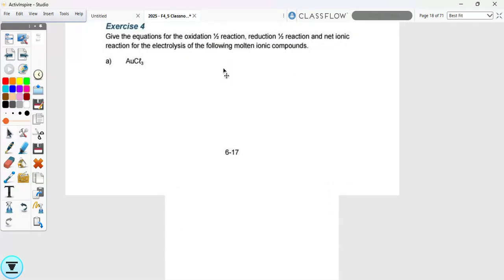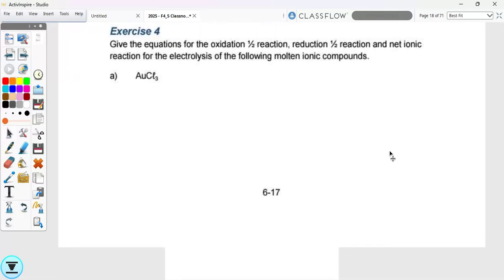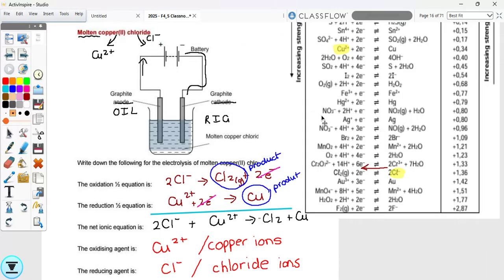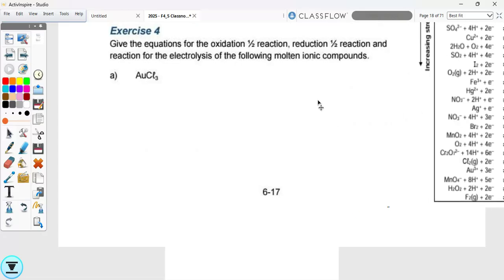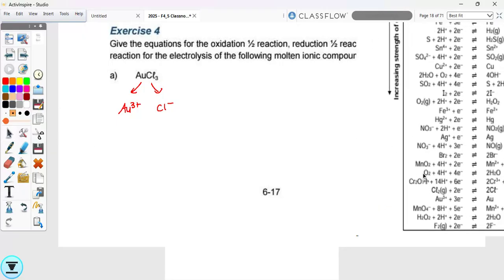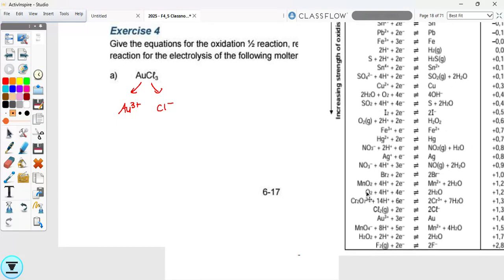So now, if we look at this one, the last one for molten substances, we can quickly do it. So you don't have to always have a diagram. They can just say, give the equations, and they say net ionic of this electrolysis. So if I have AuCl3, I'm going to just fetch my table quick for us. If I have those substances there, what am I going to look for on my table this time? Perfect. Au3 plus and Cl minus. Okay, so we can do this one pretty fast because I think you're getting used to it now.